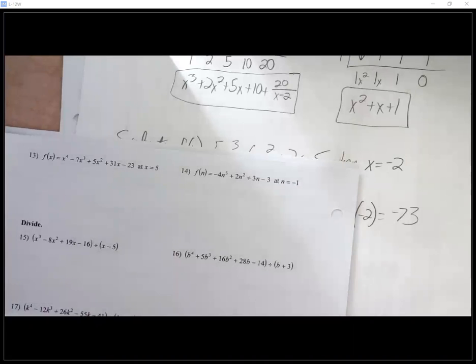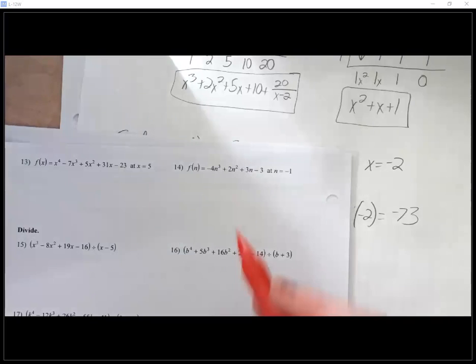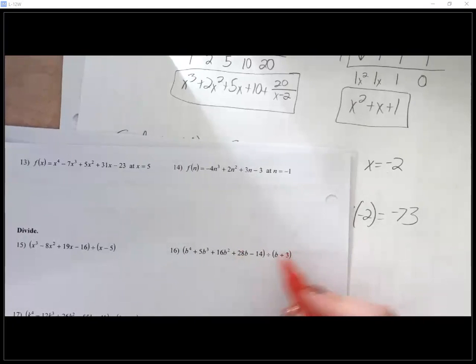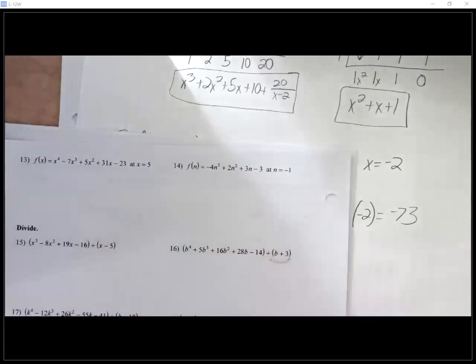Yeah. You can do it with imaginary. It's just a pain. But we'll do it tomorrow probably. But there is something about your divisor that has to be true. Anybody remember? Your divisor basically has to be 2 things. It has to be a binomial. So if I wanted to divide this polynomial by like b squared plus 2b minus 4, I can't do synthetic with that. I'd have to do long division.